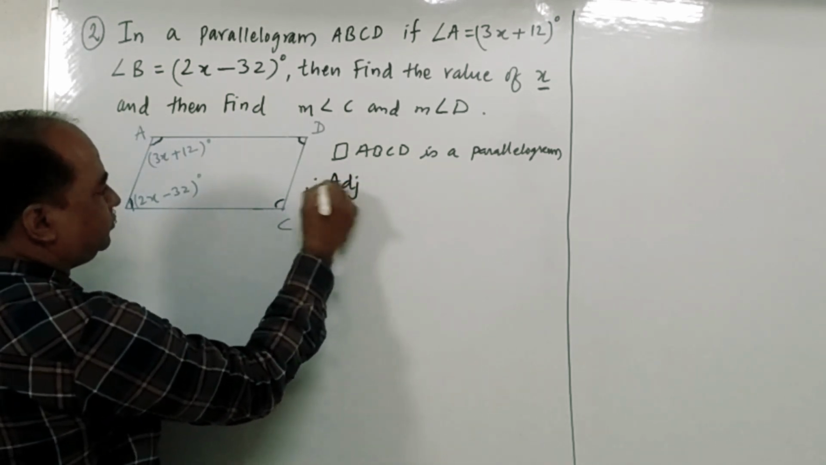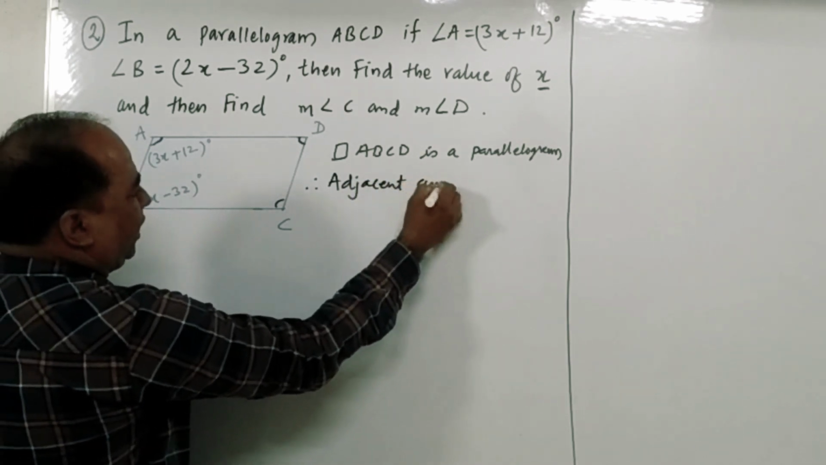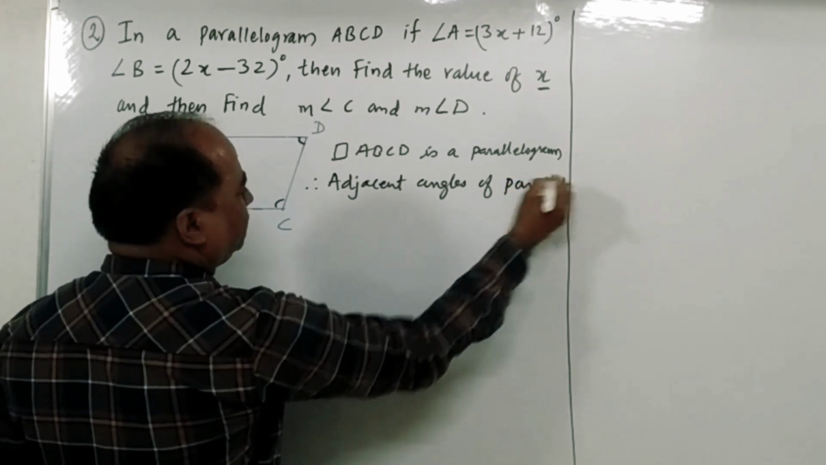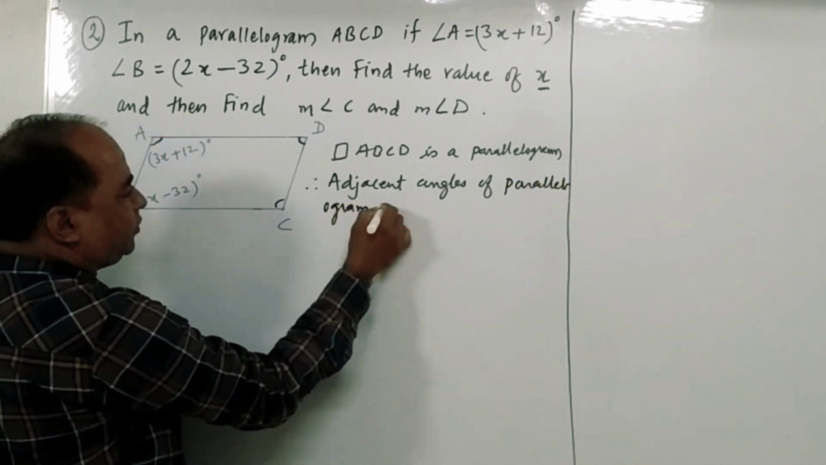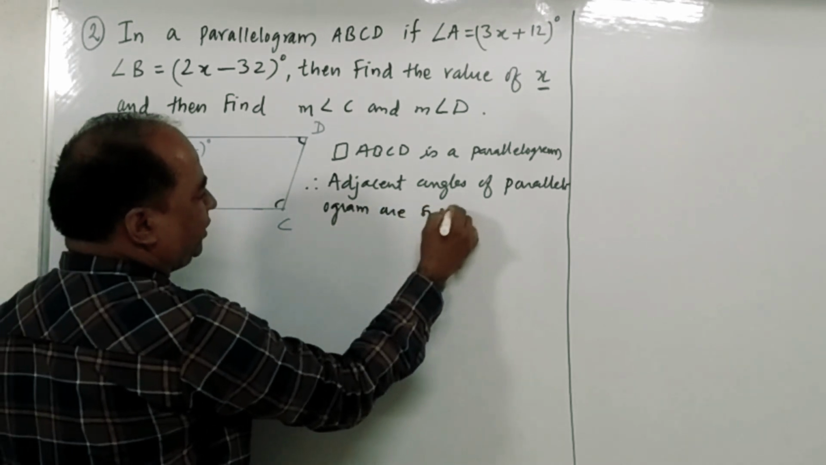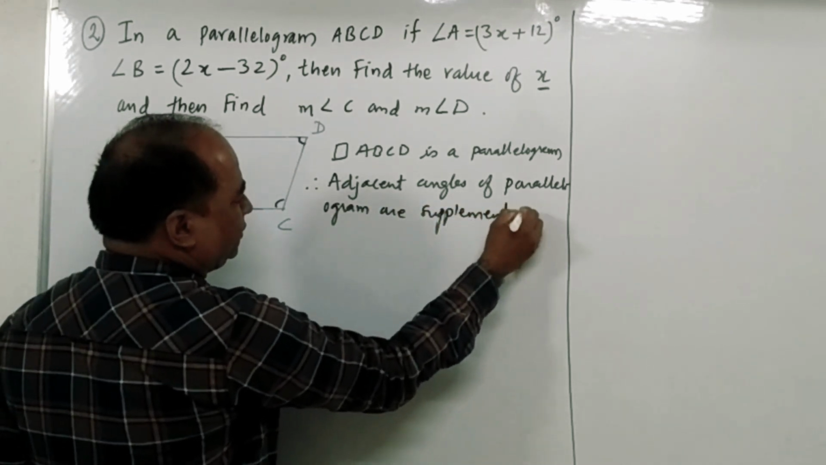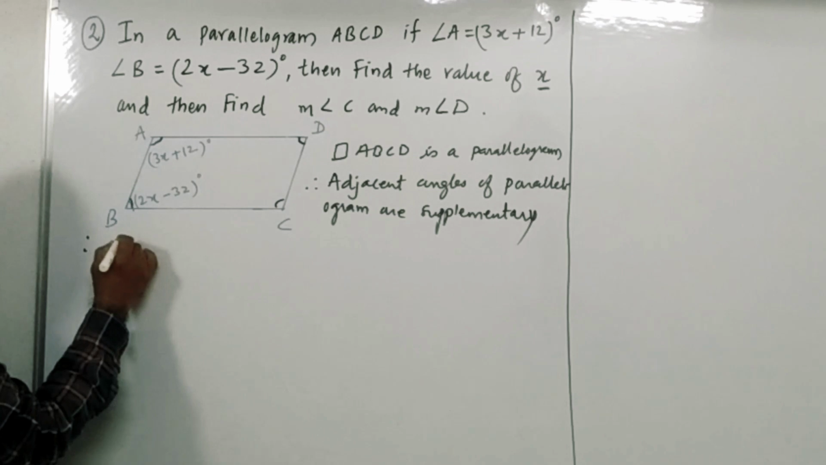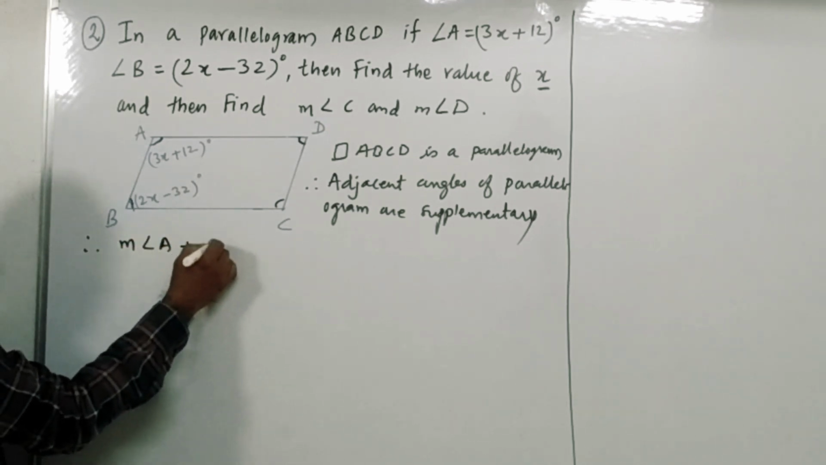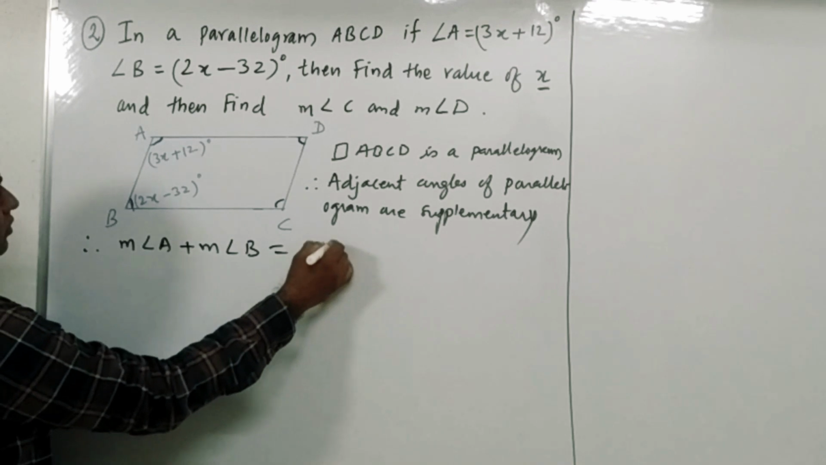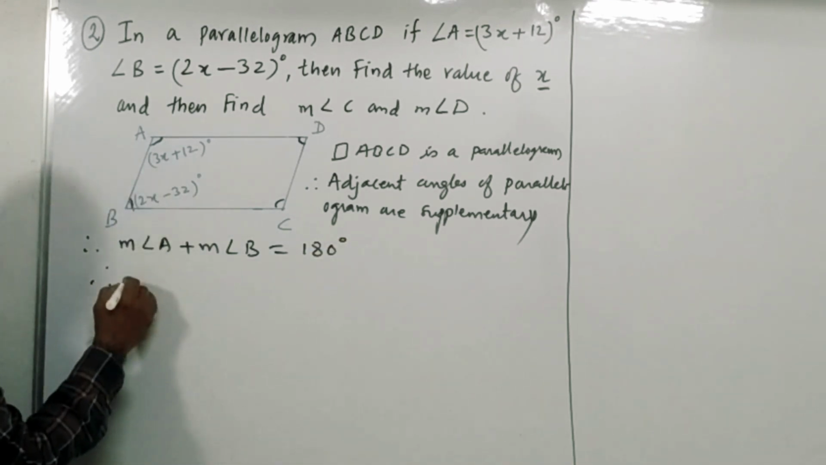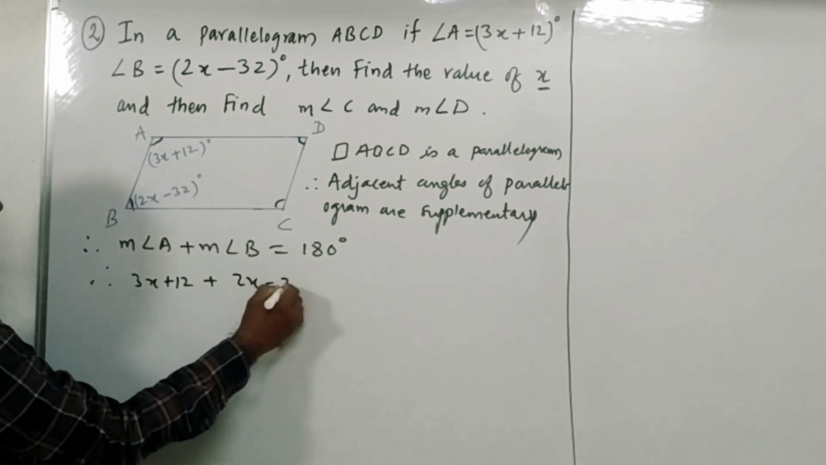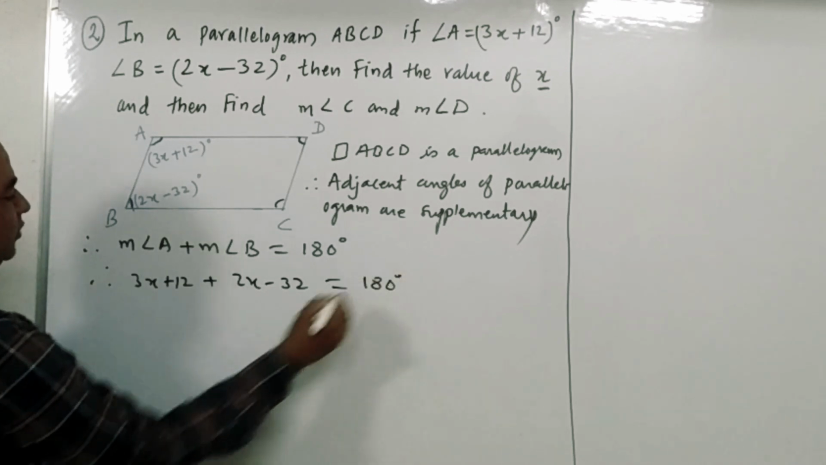So, adjacent angles of a parallelogram are supplementary. So, by the property, adjacent angles of a parallelogram are supplementary. Therefore, angle A and angle B are supplementary angles. So, measure angle A plus measure angle B is equal to 180 degrees. Therefore, (3x plus 12) plus (2x minus 32) is equal to 180.